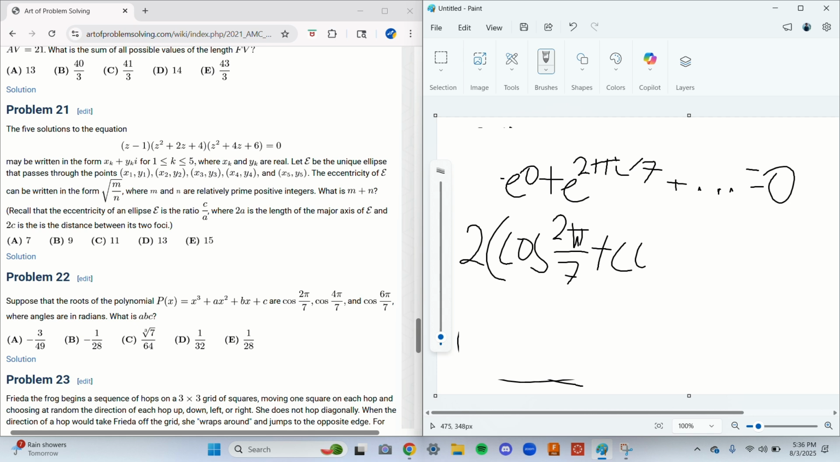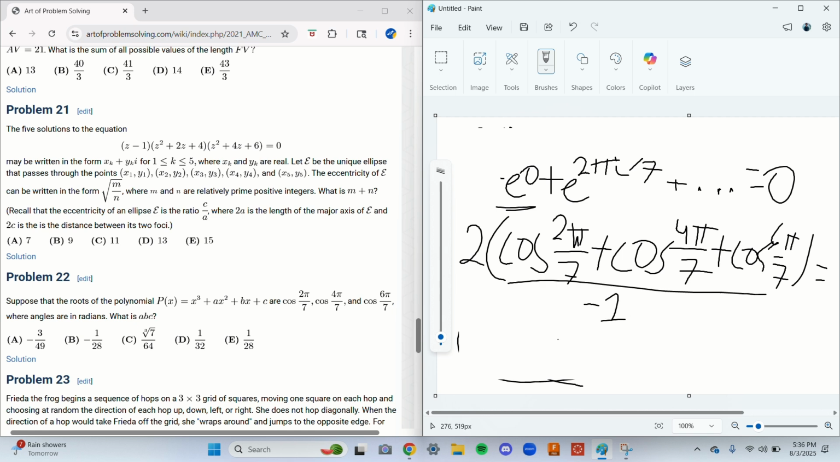And you can do this with all the other pairs. So cosine of 4 pi over 7 plus cosine of 6 pi over 7 is going to be equal to 0 minus 1, which is just negative 1. So a, which is the sum of all these, is negative 1/2.